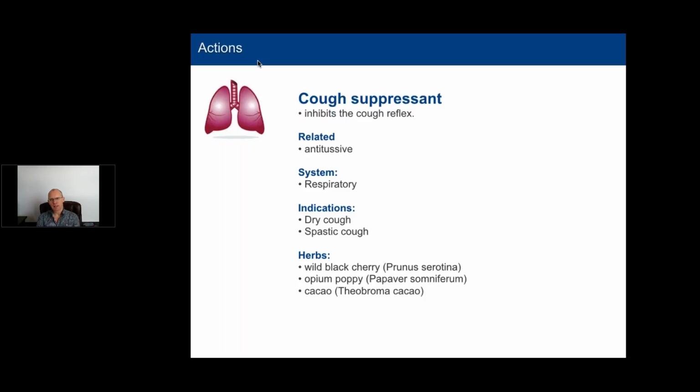But if someone's coughing at night and they can't fall asleep, then there's nothing wrong with giving a cough suppressant. As I mentioned before, wild cherry bark is a common one used. I think it works okay. Opium poppy definitely will work better, but we're not allowed to use it. And then finally, this is chocolate or cacao.